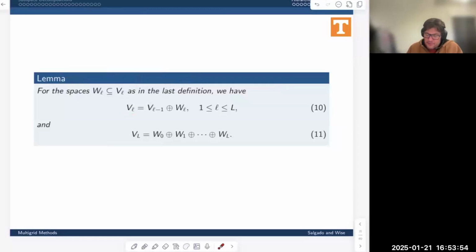Okay, so from this weird space, what we attempted to do before the break was to show that V_L was equal to the direct sum of V_{L-1} plus W_L. This makes sense because this guy is zeroed out at all of the degrees of freedom for V_{L-1}. And the way we get this space V_L is to add those degrees of freedom in, right?